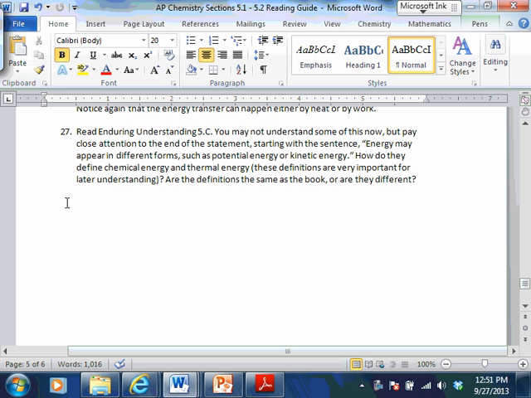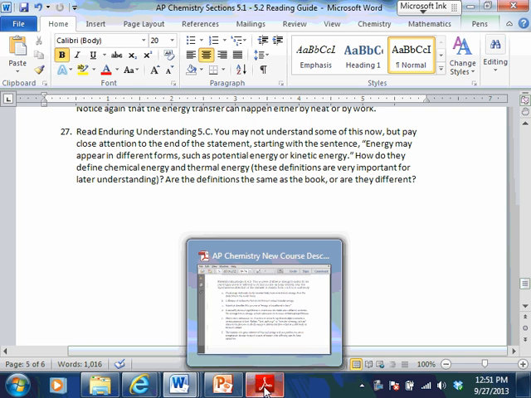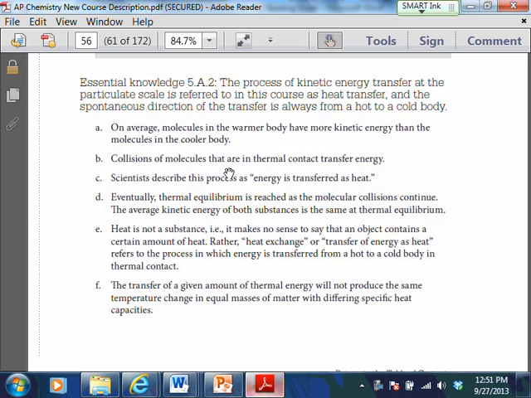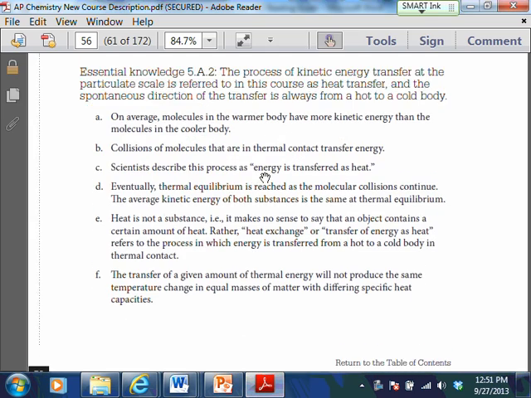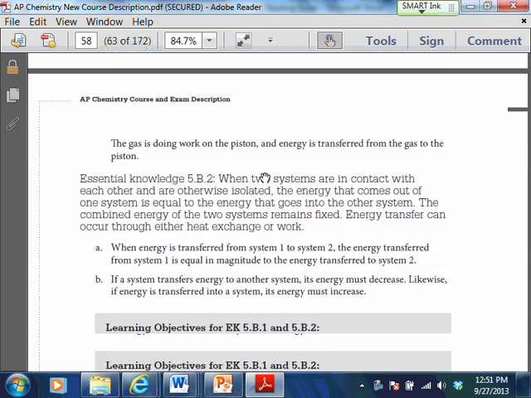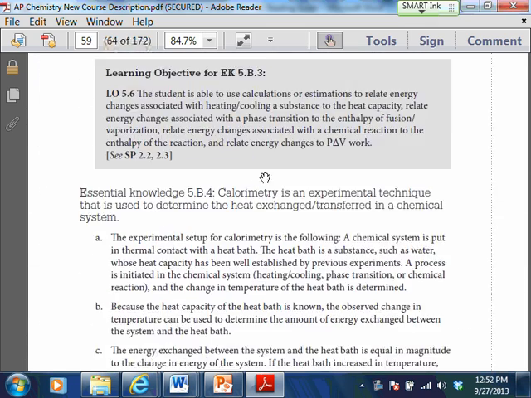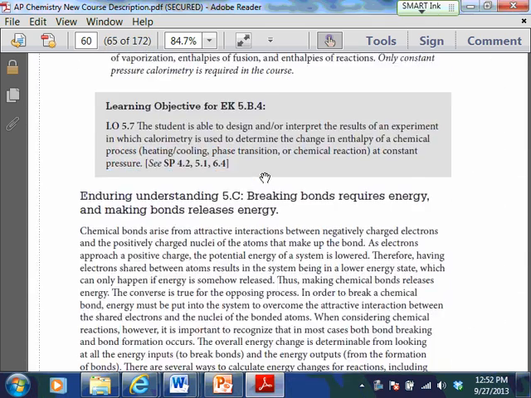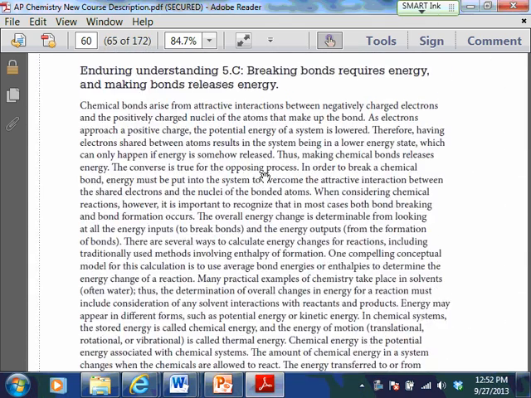Okay, chemical energy and thermal energy. I kind of want to look at this one because I think they might give a different definition than the book. And then we'll get going with the activity. That's 5C, enduring understanding. Okay. Oh, here it is. Breaking bonds requires energy, and making bonds releases energy. Okay? So there you go. It's in the AP curriculum. It must be right. Right?